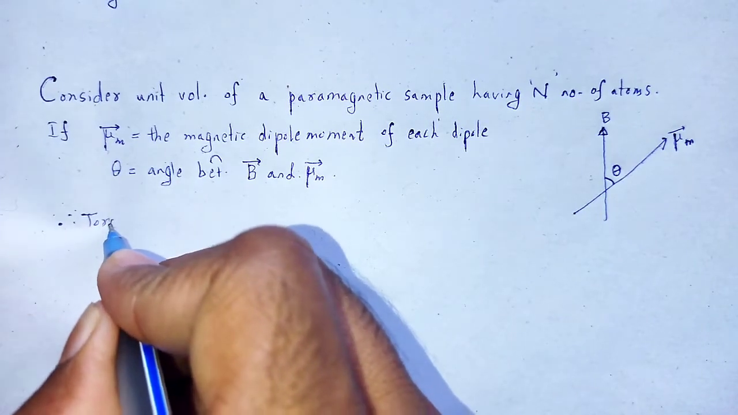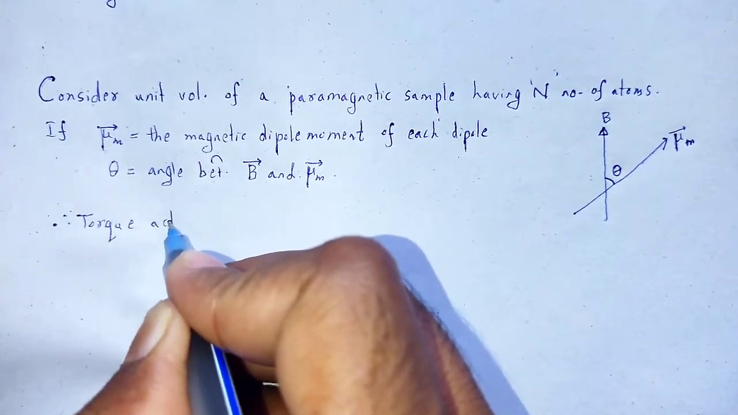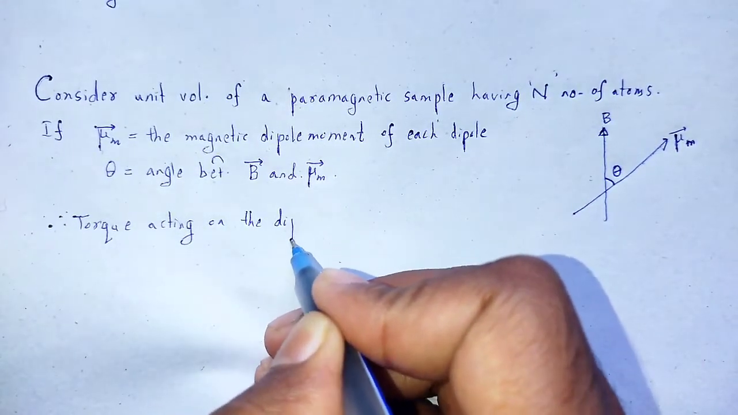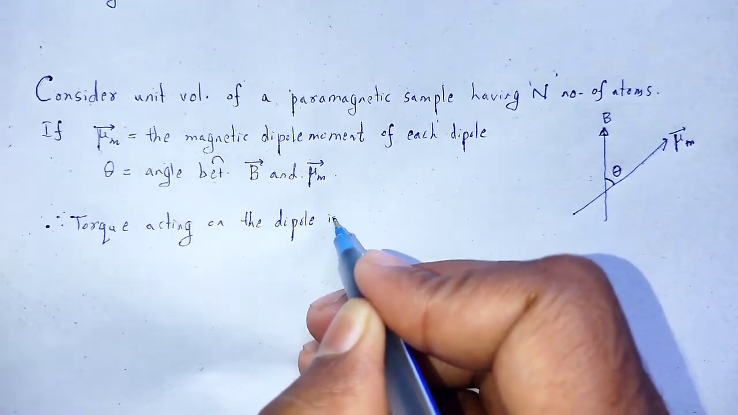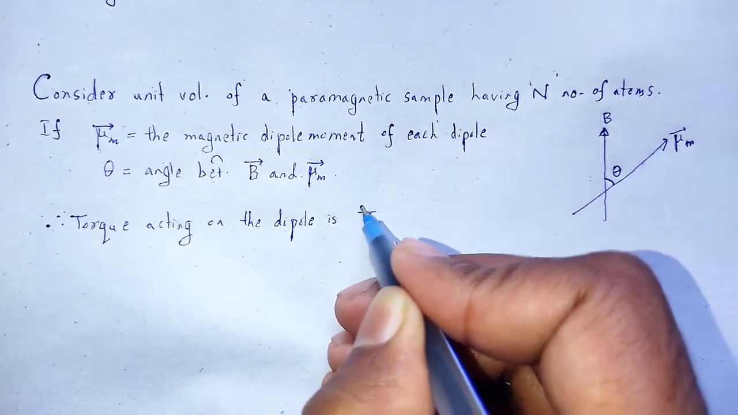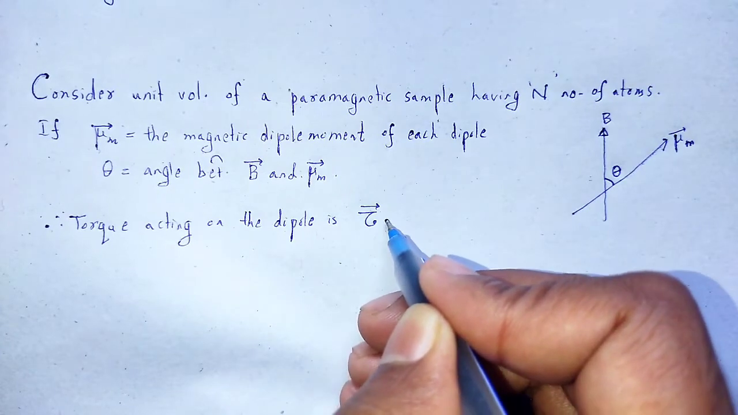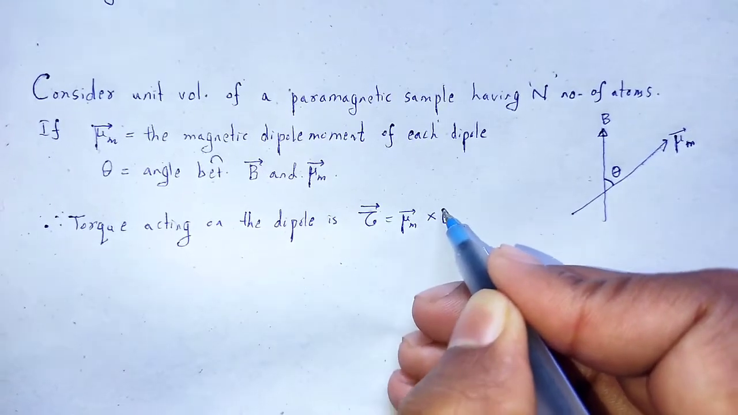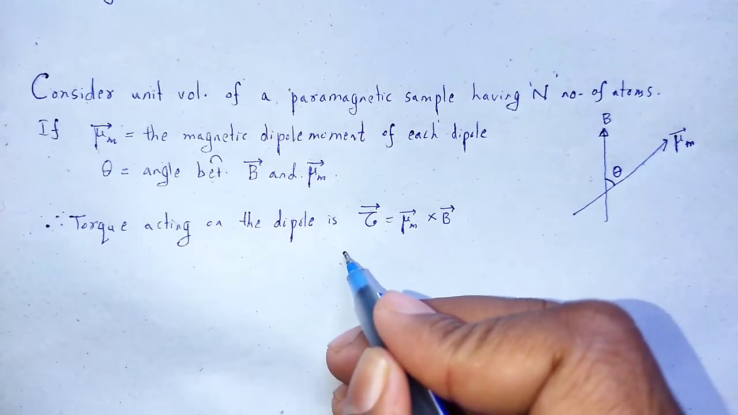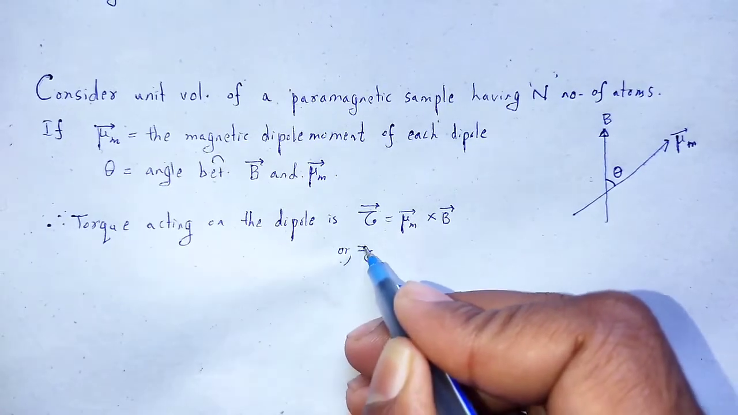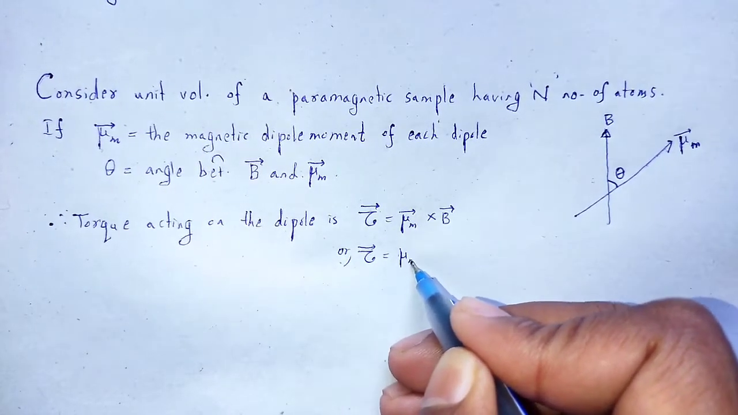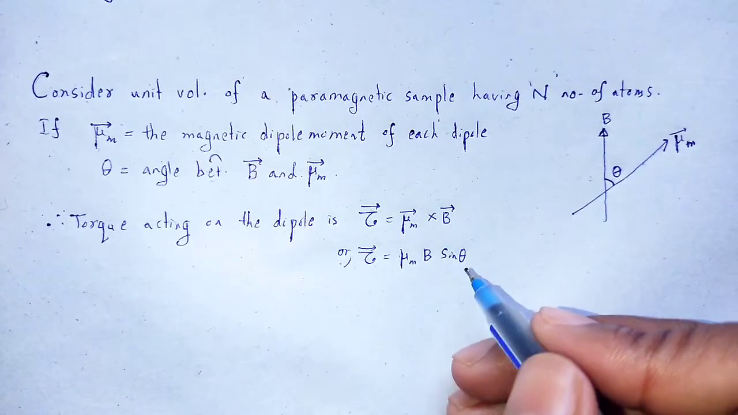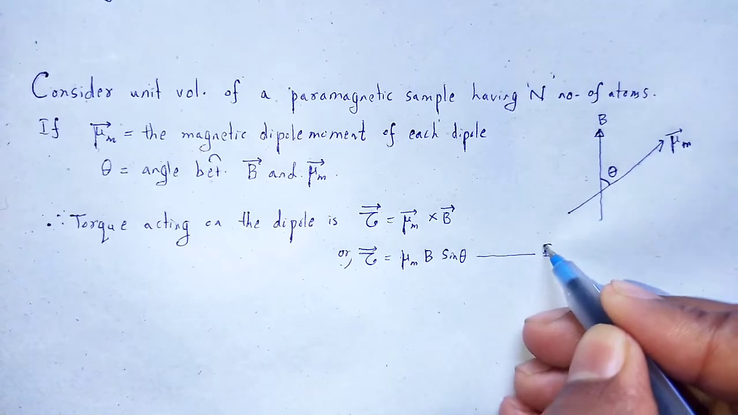therefore, the torque acting on the dipole is tau equal to mu m cross B vector, or tau is equal to mu m B sin theta. Let this be equation number 1.